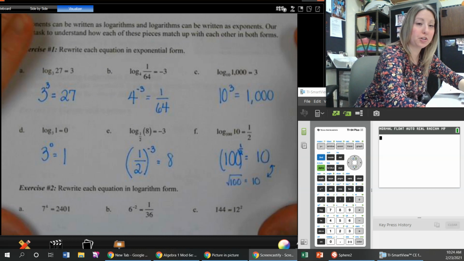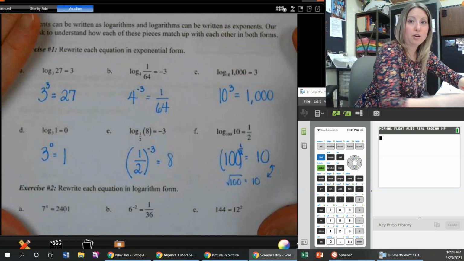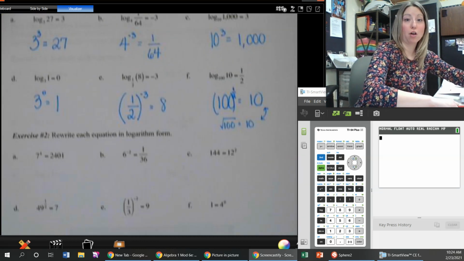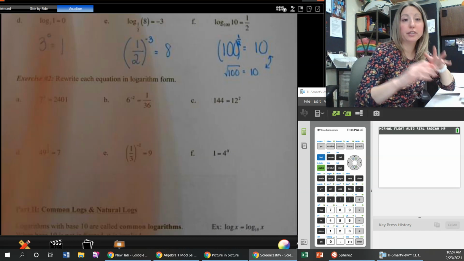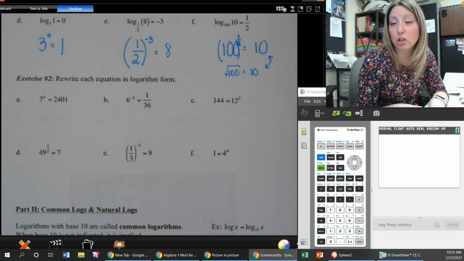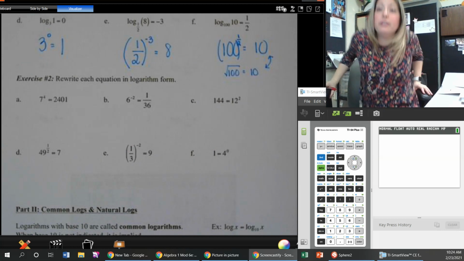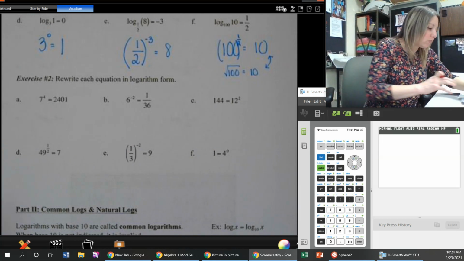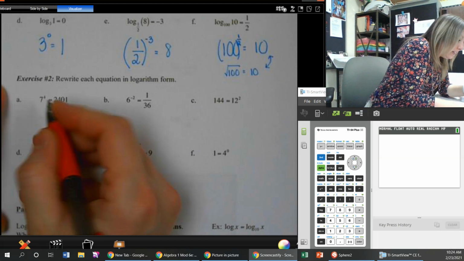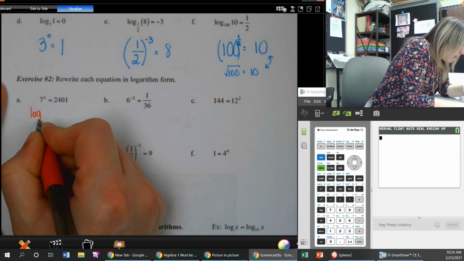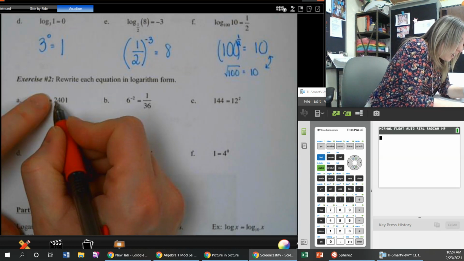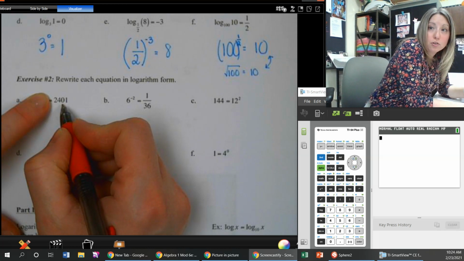Make sure you understand these. Now we're going to apply that the other way. So now we're going to take each exponential equation and rewrite it as a logarithmic equation instead. Okay? So the base is 7. So log base 7. The answer is 2,401.